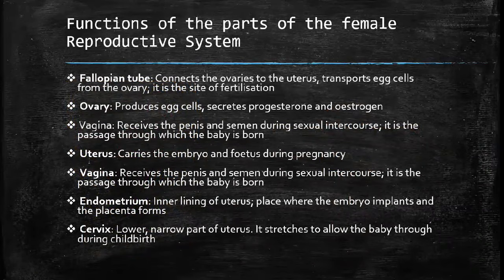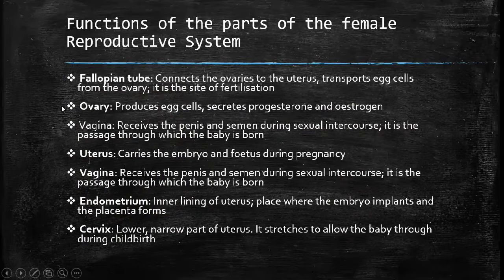Now, let's look at the functions of the parts of the female's reproductive system. We start with the fallopian tube. The fallopian tube is a very important structure. We have two of them, the right one and the left one. This is where fertilization takes place. It's the location where the ovary releases the egg into. Do you get me? It also transports the egg cells from the ovaries.